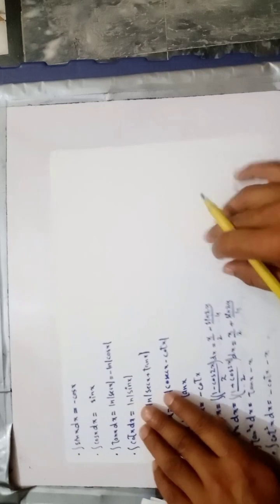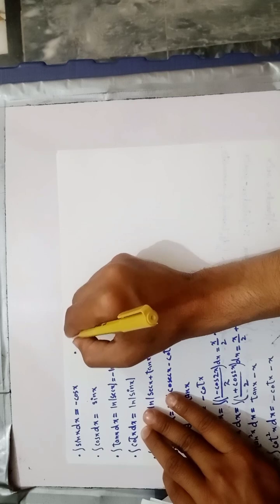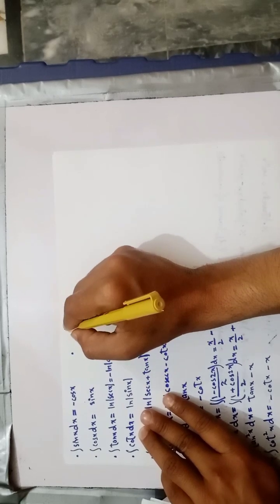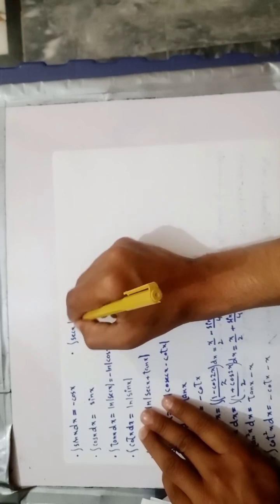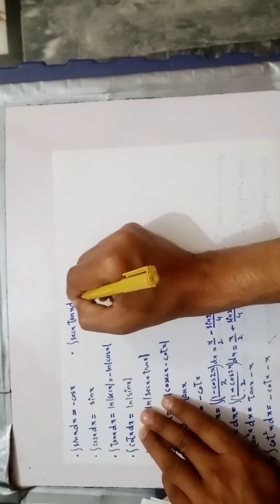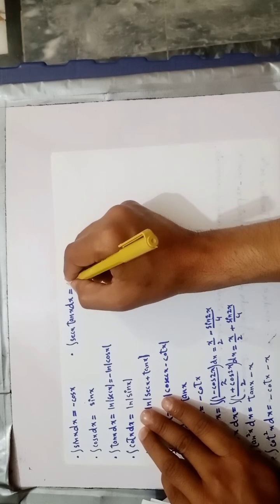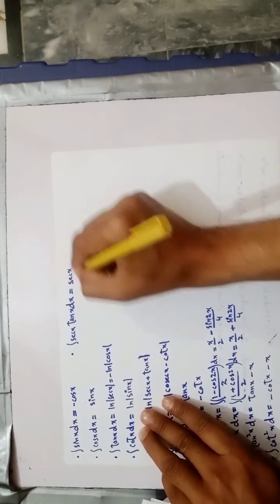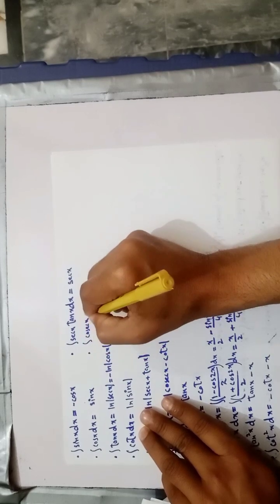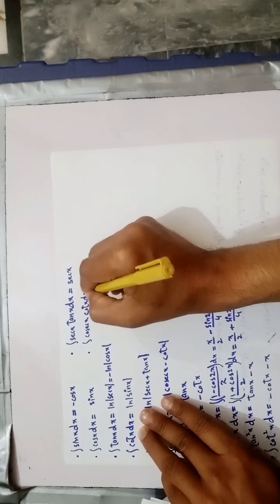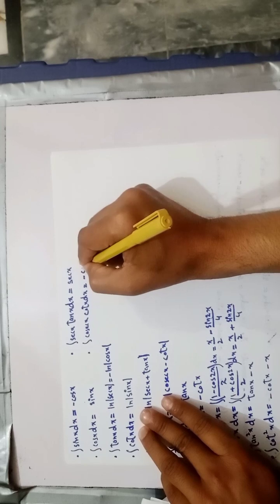And last but not least, we can also prove that the integration of secant x tan x dx, we already clarified, is equal to only secant x, and if there is cosecant x cot x dx, we can see that this will become minus cosecant x.